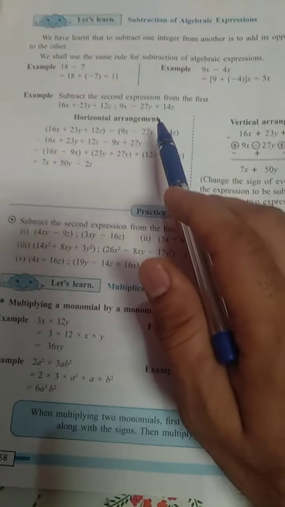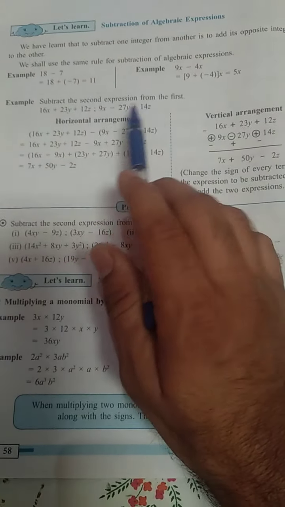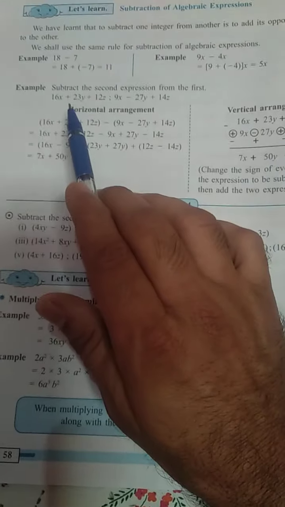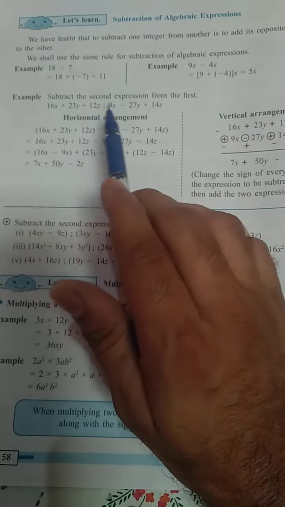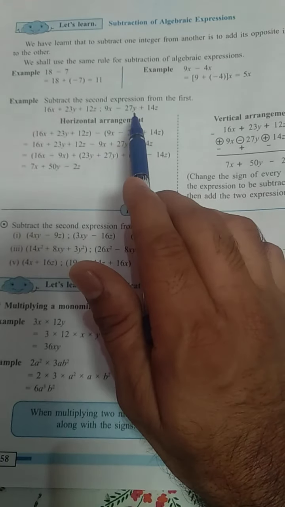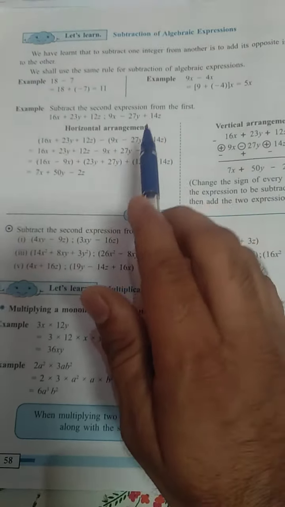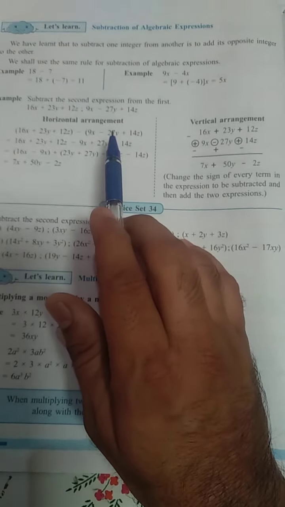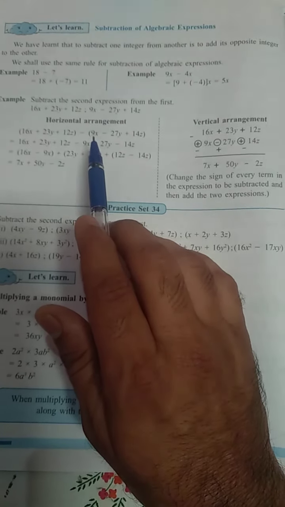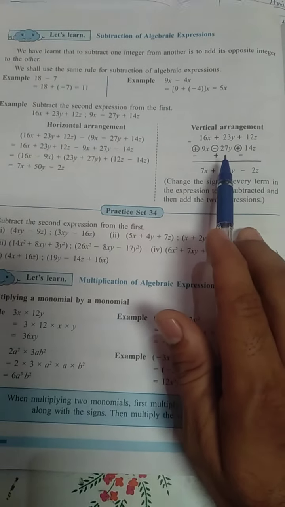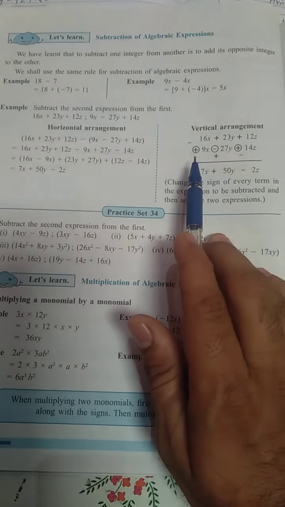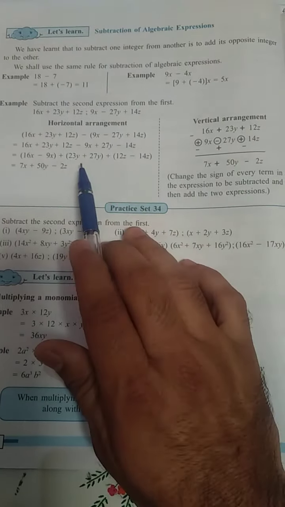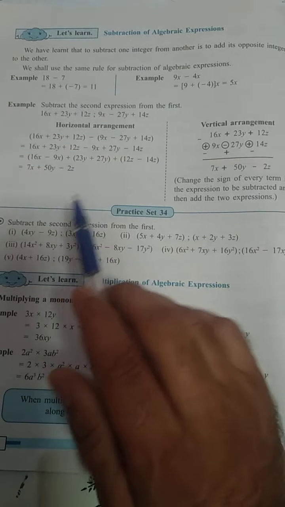Then here one more example they have given. Subtract the second expression from the first. See they have given the expression 16x plus 23y plus 12z. The second term is 9x minus 27y plus 14z. When you are doing the subtraction here also, two arrangements or two methods are there. One is a horizontal arrangement and one is a vertical arrangement. And in an exam you can go for any one method, whichever is easy for yourself. I am showing both methods here, and in the exam you can select any one method.